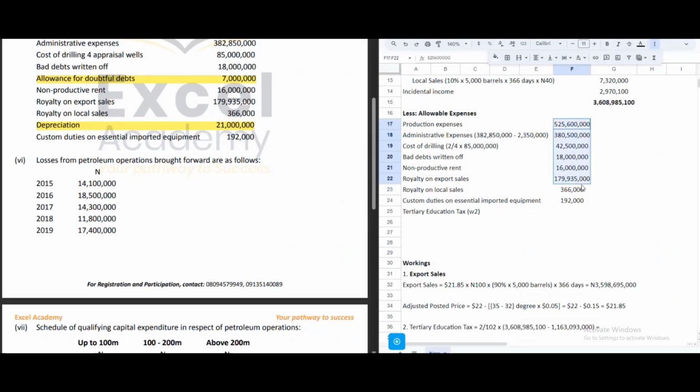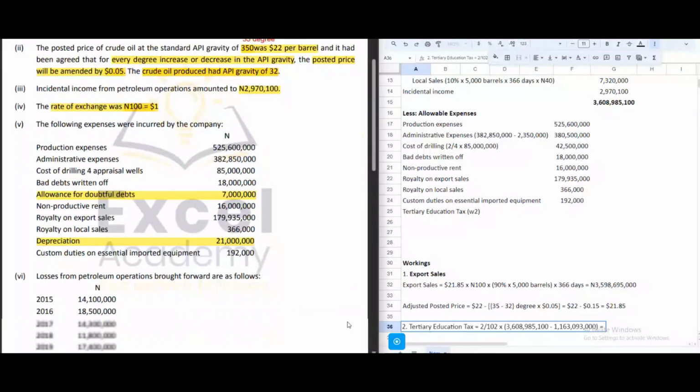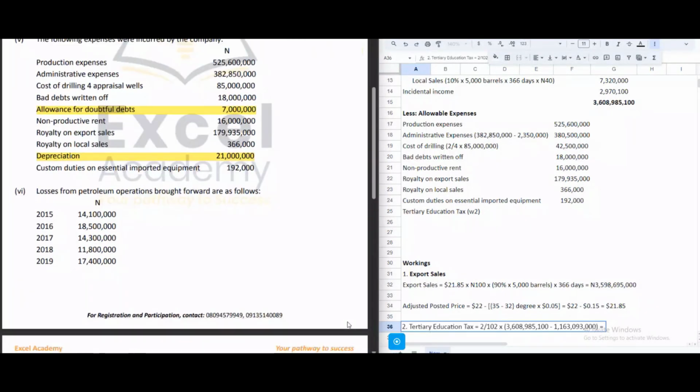So this 1,163 is the addition of these items that I highlighted here. The 2 over 102 will multiply the difference between the total revenue and this total allowable expenses. How much do we have? So to ascertain this, don't forget, we also deduct the loss before you can get this tertiary education tax. So you deduct the unrelieved loss brought forward, and the total unrelieved loss brought forward, you add up all this together.